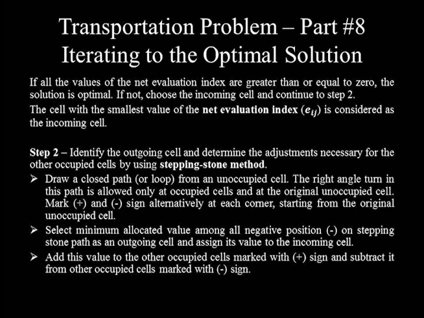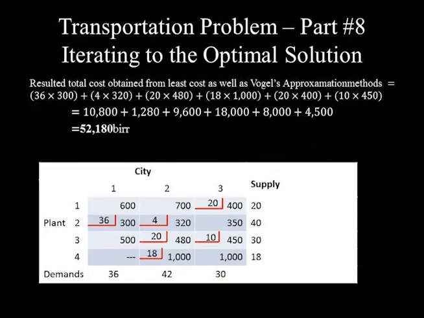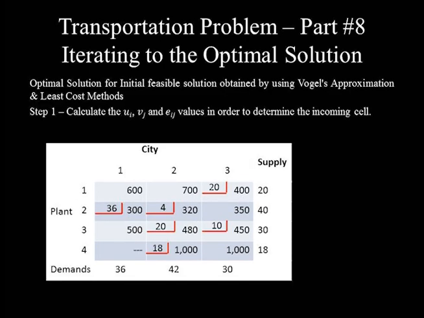As you can refer back to part 5 and part 7 of this installment, the initial feasible solution we set by using the least cost cell method and Vogel's approximation method looks like this, and the resulting total cost is 52,180 birr. So let's go through the steps of iteration to find the optimal solution for this initial feasible solution. Step 1. Calculate the row index, that is U sub i, column index, that's V sub j, and the net evaluation index, that's E sub ij, in order to determine the incoming cell.